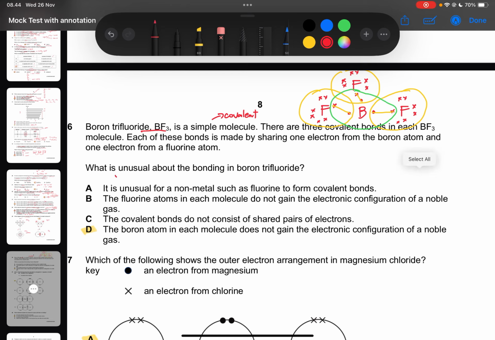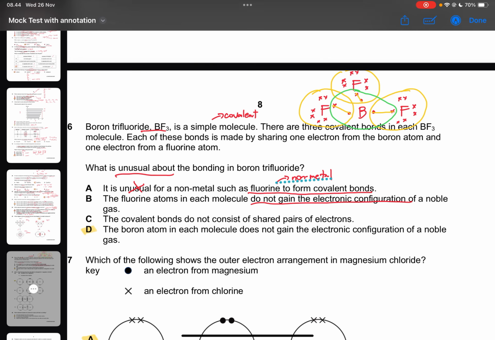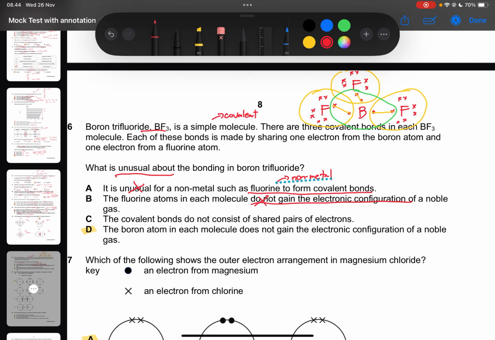So, what is unusual about this bonding? It is unusual for nonmetals such as fluorine to form covalent compound. This is not correct, because fluorine is nonmetal and covalent compounds are compounds that are formed usually by 2 nonmetals. The fluorine atoms in each molecule do not gain electronic configuration of a noble gas. So this is also incorrect because, as we have seen, the fluorine here has 8 electrons after the sharing.